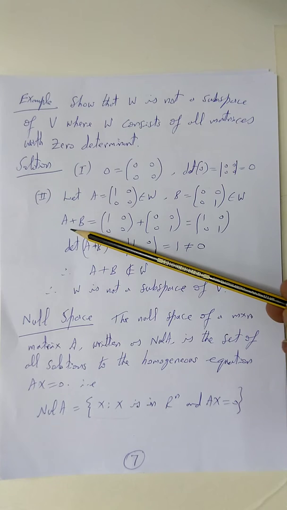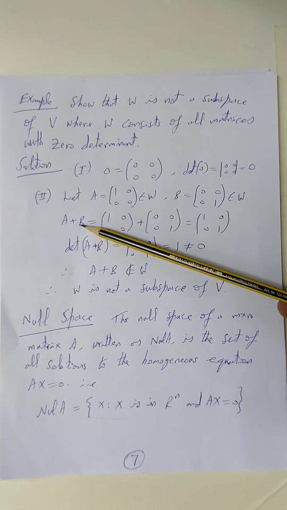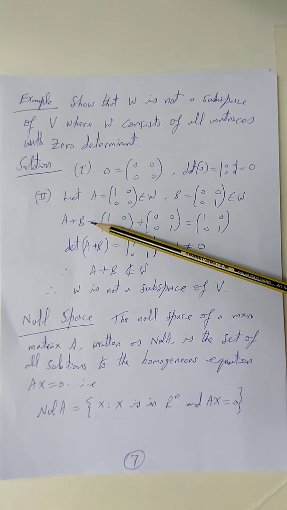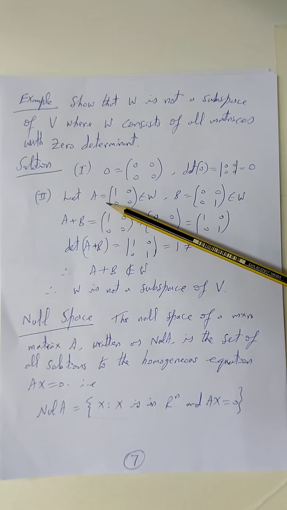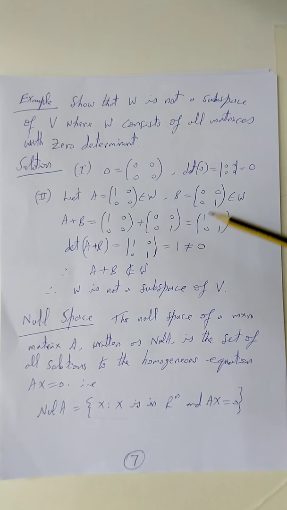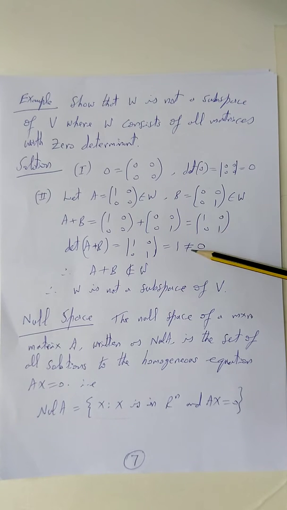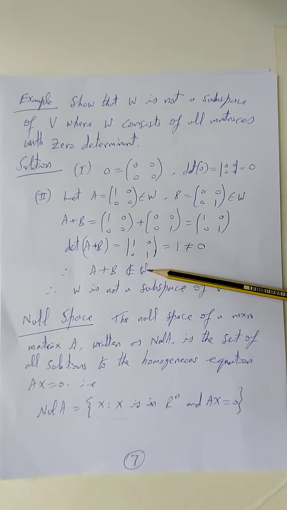Now if the determinant of A plus B is also 0, then this condition is satisfied, and if it is not equal to 0, then this condition fails. Adding, A plus B is 1, 0, 0, 1. Its determinant is 1 multiply 1 minus 0 multiply 0, so the determinant is 1, not equal to 0. It means A plus B does not belong to W. Therefore W is not a subspace of V.